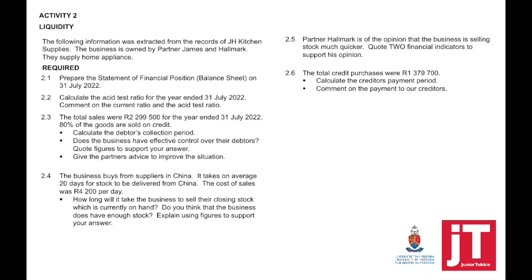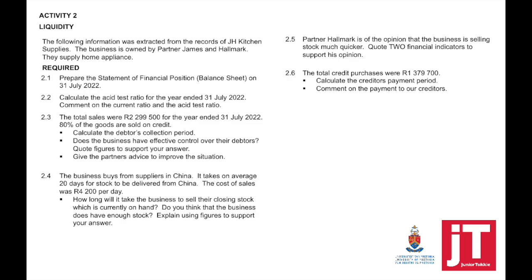2.3, the total sales were 2,299,500 for the year ended 31 July 2022. 80% of goods are sold on credit. So we need to calculate the debtors collection period. Does the business have effective control over their debtors? Quote figures to support your answer. Give the partners advice to improve the situation.